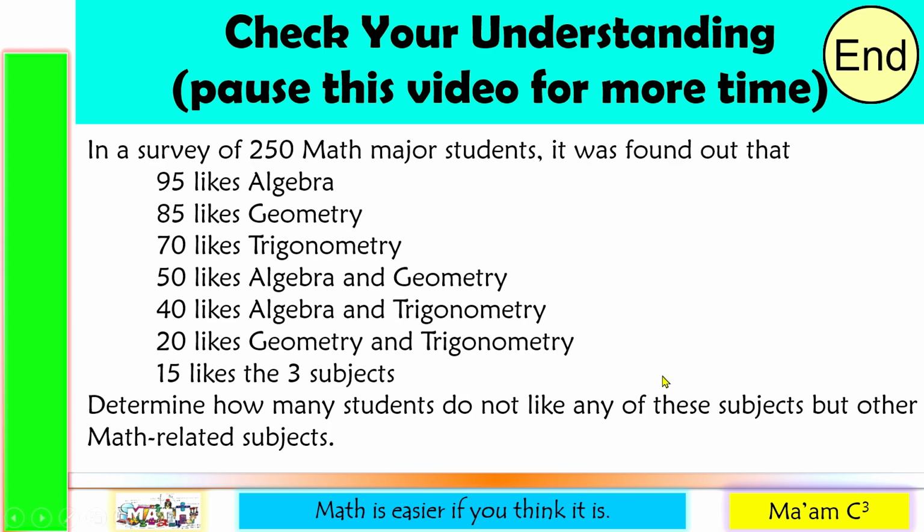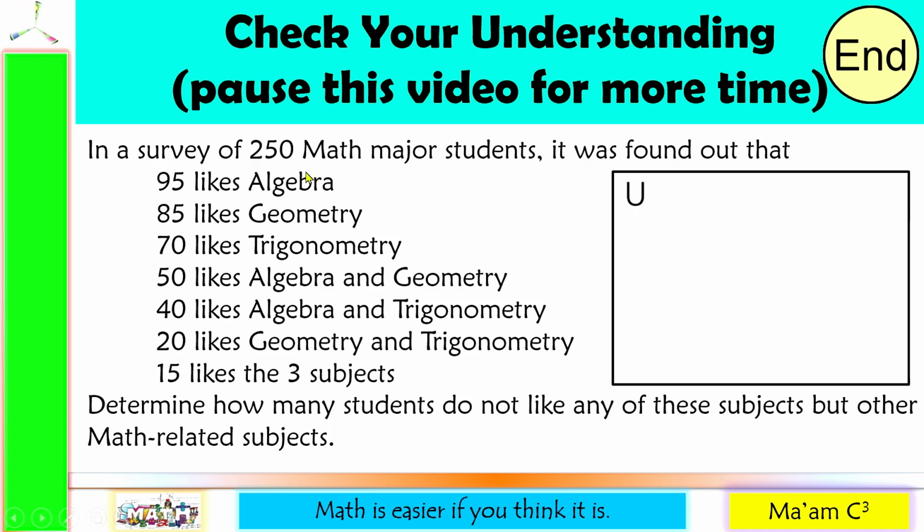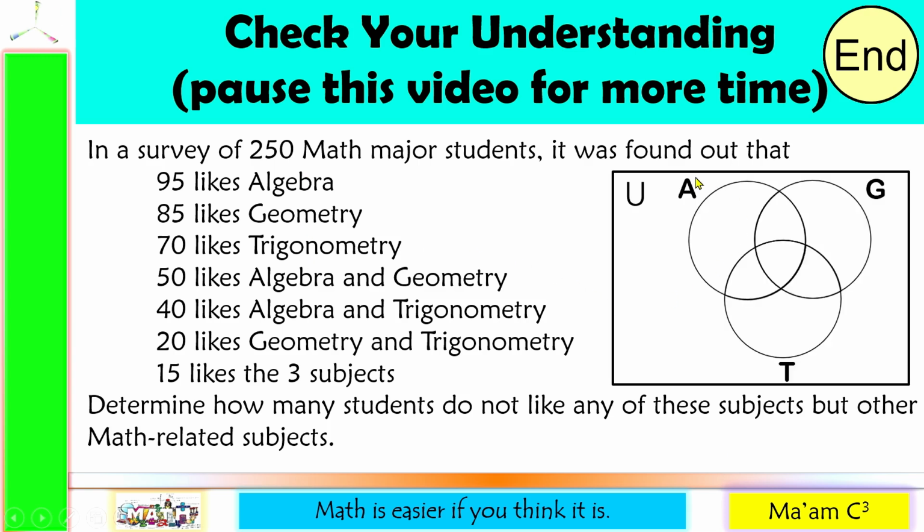Let us answer. In a survey of 250 math major students, it was found out that here is the data. Let us construct first the Venn diagram. Let us label this. We have three sets here, so we need three circles: algebra, geometry, and trigonometry. Let us start with the number that has the intersection of the three sets, and that is 15. 15 likes the three subjects. So we're going to place 15 here at the middlemost part. Going up, 20 likes geometry and trigonometry. Geometry and trigonometry, 20. We already have 15 here, so this will just be 5.